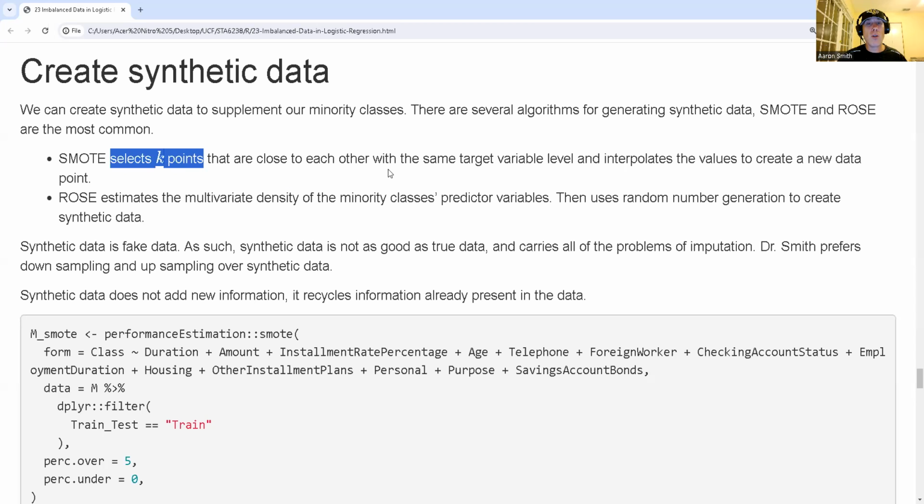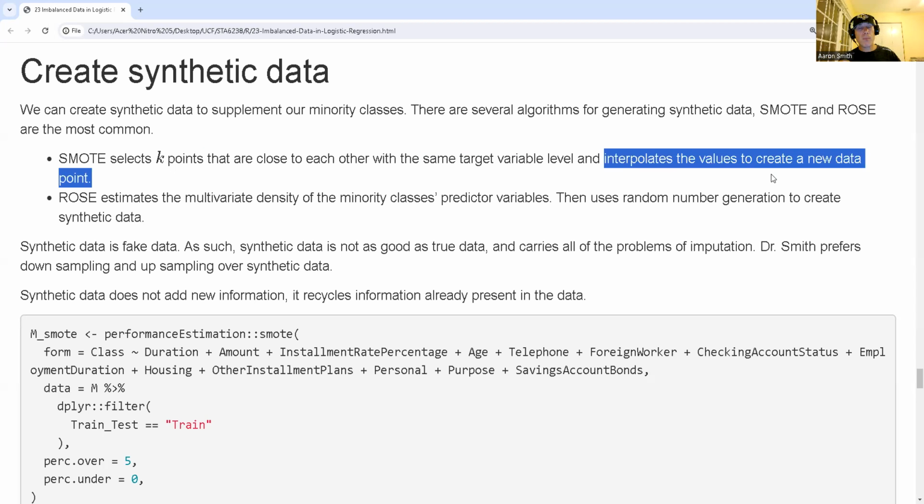So SMOTE finds k points that are close to each other with the same target variable value, and then interpolates the values to create a new point. Now, with numeric data, interpolation makes a lot of sense. Another problem with this is when I have categorical predictor variables: what happens when I have k points? Well, different implementations will do different things. I have to look it up in the help documentation. Not a big deal, but there isn't a 100% true answer for that one.